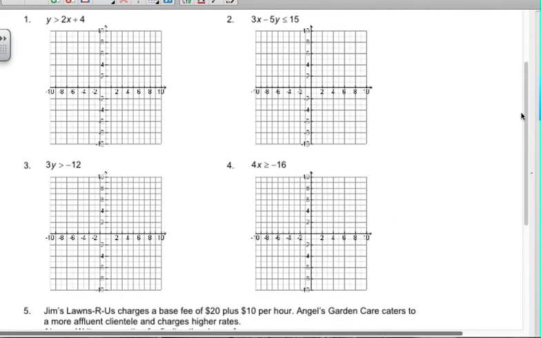All right. So take a look at this one. This is already in slope-intercept form. So my y-intercept is 4, which is over here actually. Now slope is 2, go over 2, up 1. And this should be dashed because it's not equal to. Four, 6.